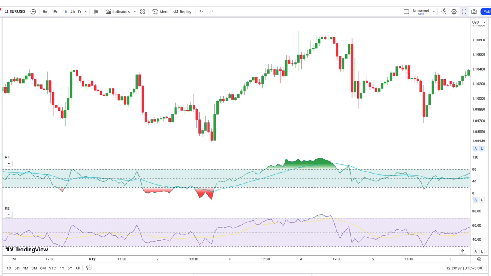In our chart, the green line represents the RTI, while the blue line depicts the RTI's moving average with a length of 20. Throughout this video, our primary focus will be on the RTI line, similar to the RSI line. When the RTI line is above 50, it indicates an uptrend, and when it falls below 50, it signifies a downtrend. Here's where the RTI truly shines.